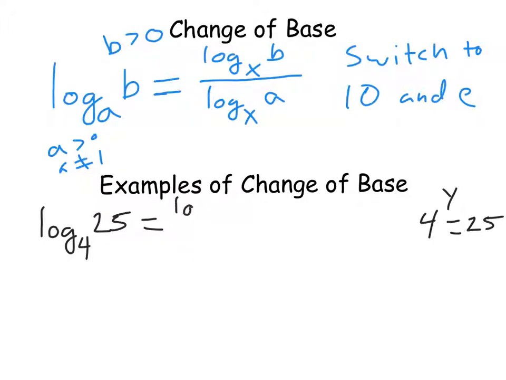Now there's an easy to use log base 10 button on your calculator, and this is a decimal that's not going to come out nice from looking at this. I can tell it's somewhere between 2 and 3, because 4 squared is 16 and 4 cubed is 64. Probably closer to 2 than 3.